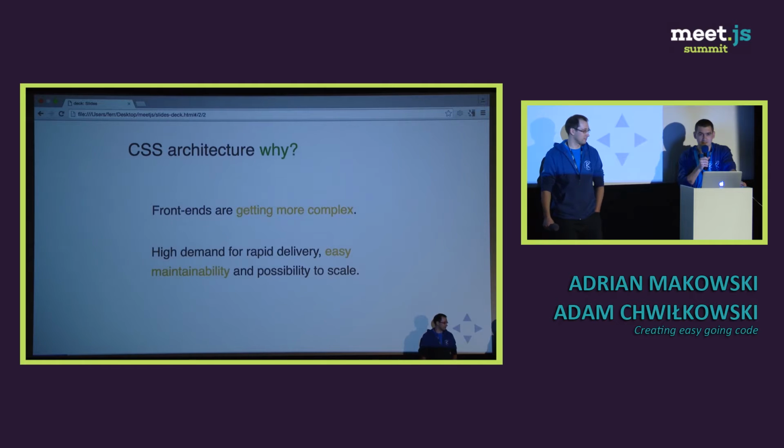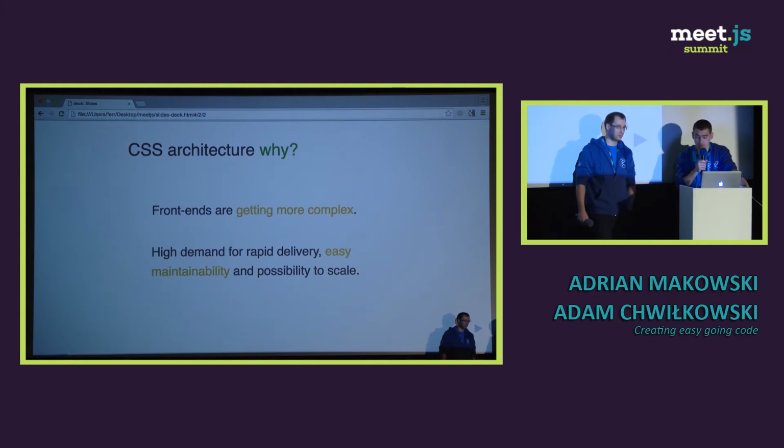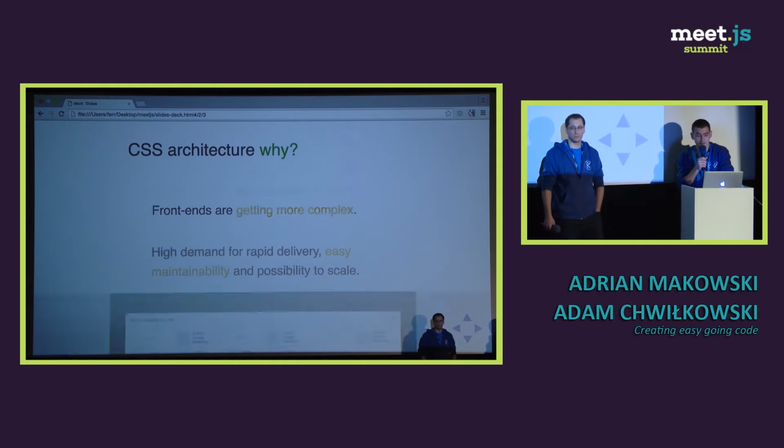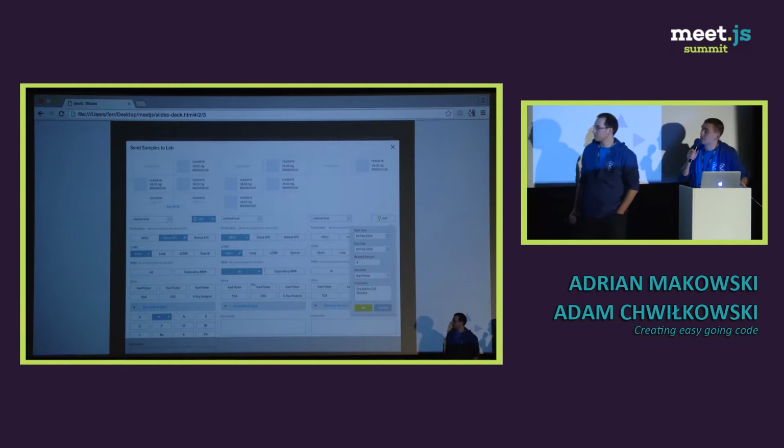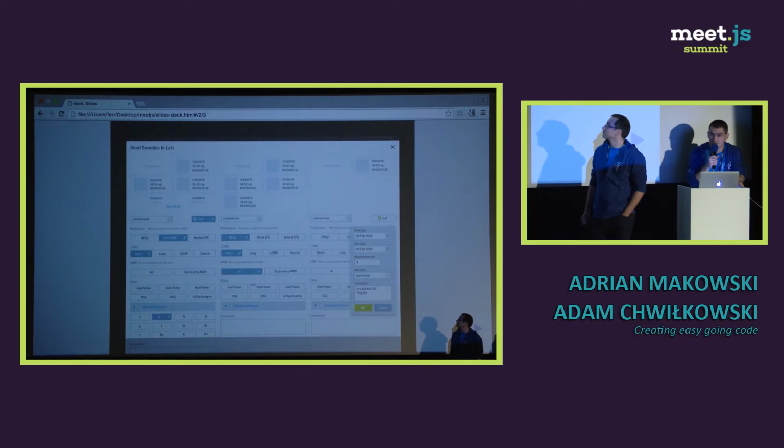That's the fact. And teams, websites, and web applications are getting bigger. There's high demand for rapid delivery, easy maintainability, and the possibility to scale. So it's really hard on the market. As an example, I can also show you one of our applications, which is a modal dialog. You can imagine how good CSS architecture can help us make changes and change requests easier and make the structure scalable.